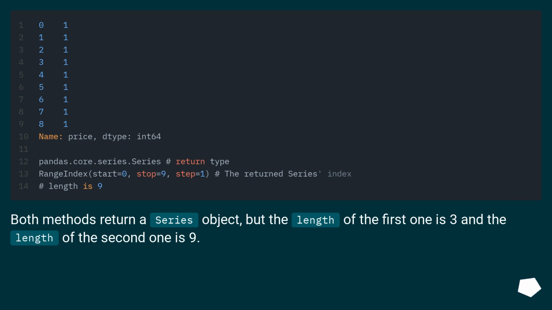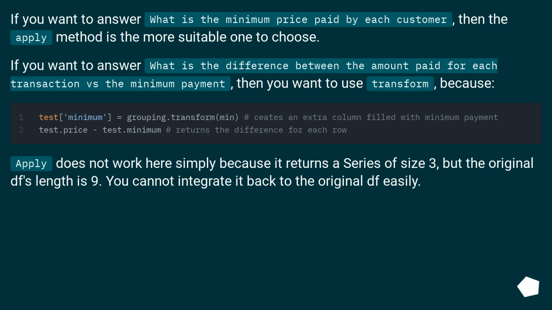Both methods return a series object, but the length of the first one is 3 and the length of the second one is 9. If you want to answer what is the minimum price paid by each customer, then the apply method is the more suitable one to choose. If you want to answer what is the difference between the amount paid for each transaction versus the minimum payment, then you want to use transform, because apply does not work here simply because it returns a series of size 3, but the original DF's length is 9. You cannot integrate it back to the original DF easily.